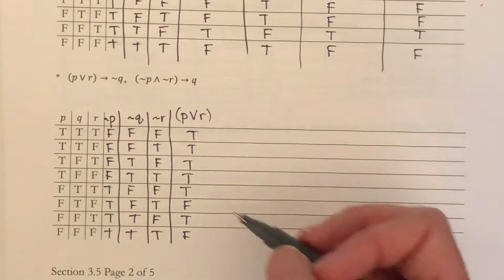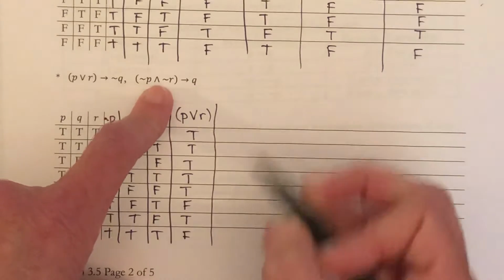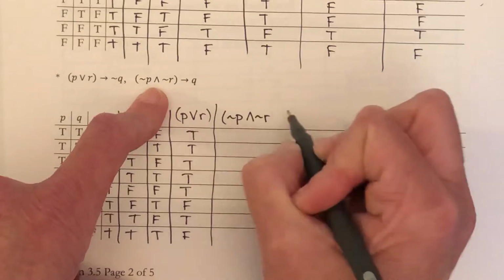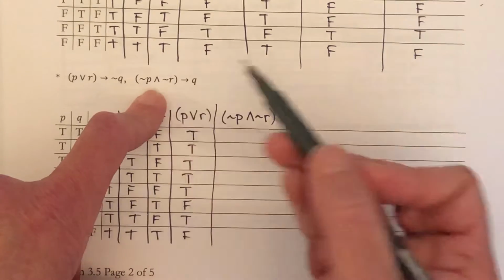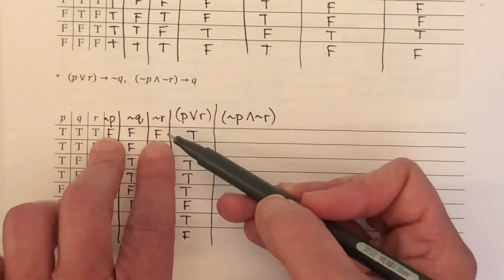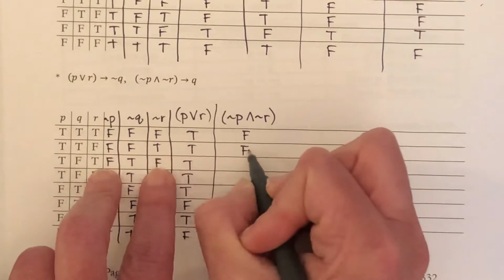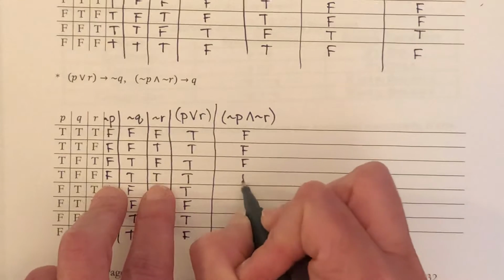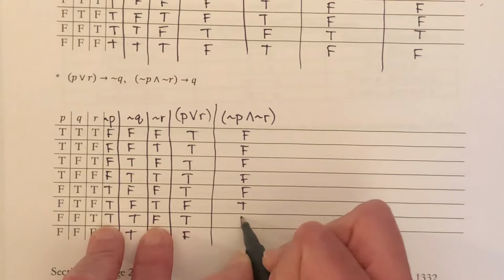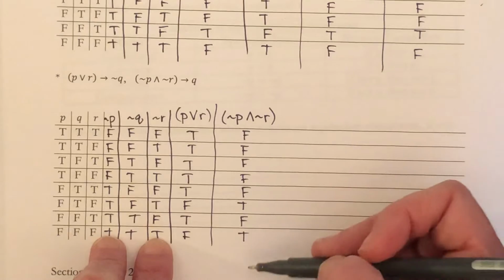Okay. Now, what else do I need? I need this set of parentheses as well. So I'll have not P and not R. It's and, so I need them both to be true. I'm looking at P, not P and not R. So false and false. False, that's false. False, false, false, true, false, and true. So only these two are true.